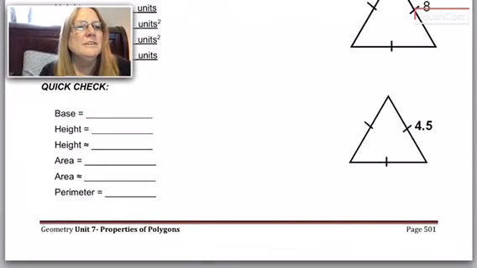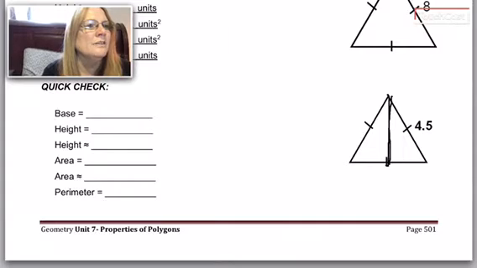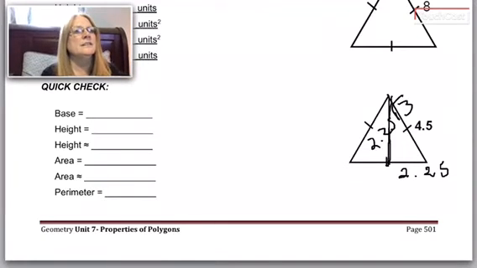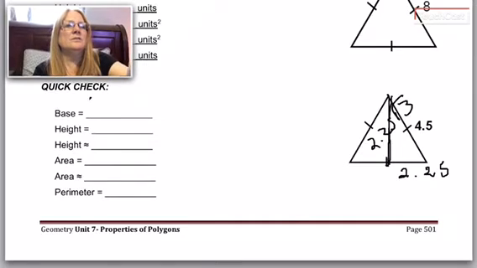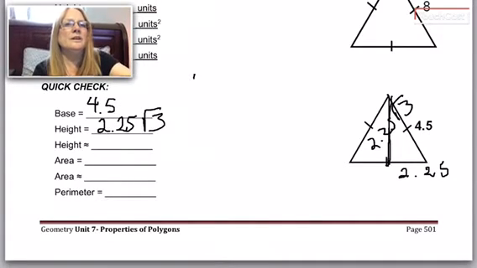Now on this one, same exact thing. It is an equilateral triangle. So the height bisects the base, so it's going to be half of 4.5, which is 2.25. And then this is just going to be 2.25 times the square root of 3, because it is x, 2x, and x times the square root of 3. So our base is 4.5. Our height is 2.25 times the square root of 3.